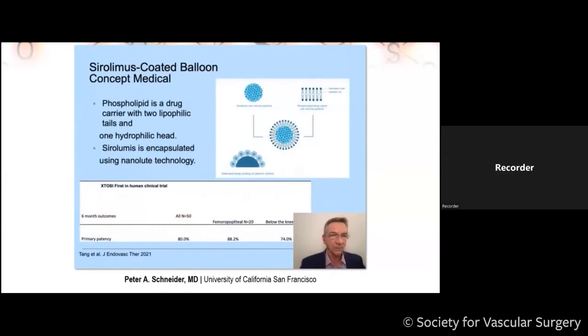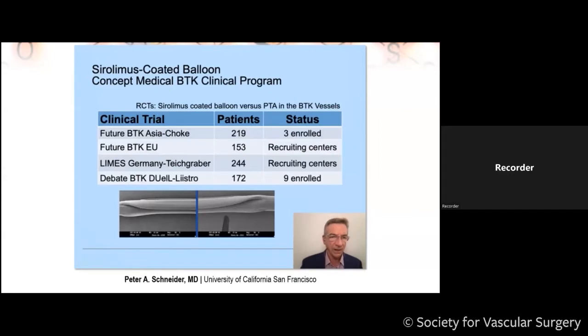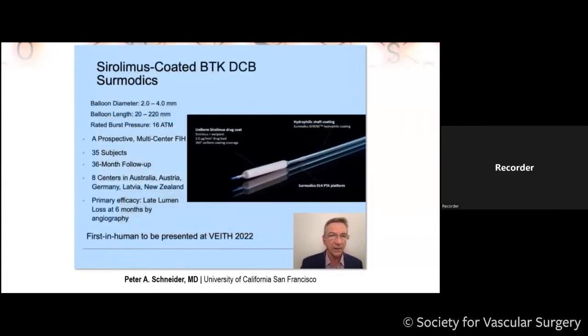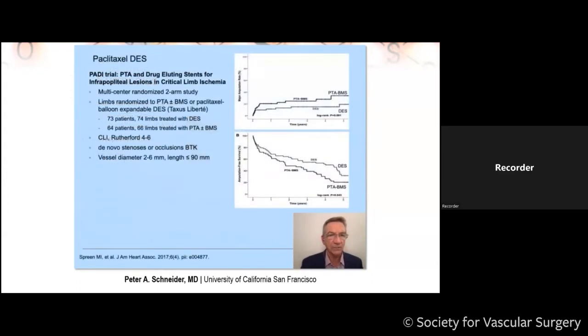Concept Medical has a sirolimus delivering balloon that uses a phospholipid carrier to help the sirolimus absorb into the cells, and this has been studied in an early stage and has not yet reached an IDE, but you can see that the clinical trial plan for BTK disease is quite robust. Likewise, Surmodics has a sirolimus-coated DCB. First in human has been completed. The results will be presented at VEITH in 2022.